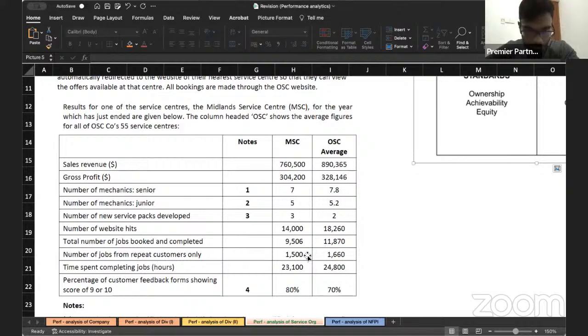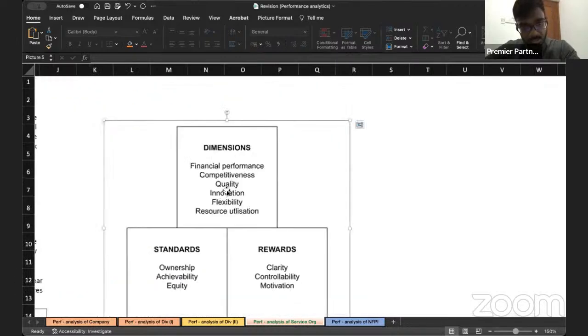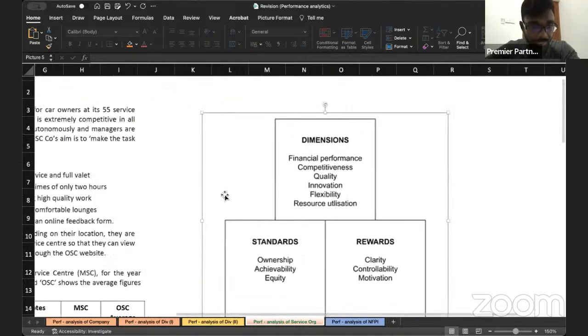So why are you taking it? Repeat customers come only if the quality is high, only if they are satisfied with the quality. If not, they go find other suppliers in the market, other service stations in the market. Done. Innovation.